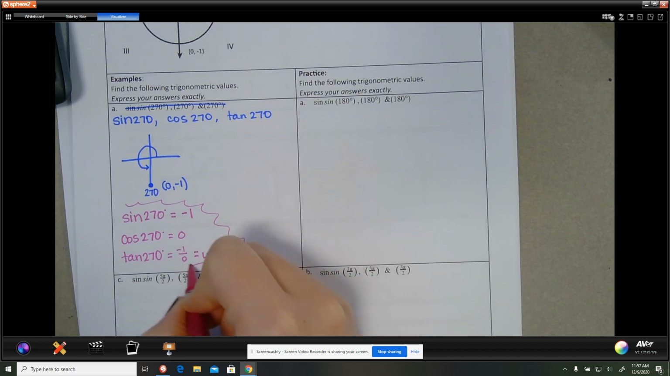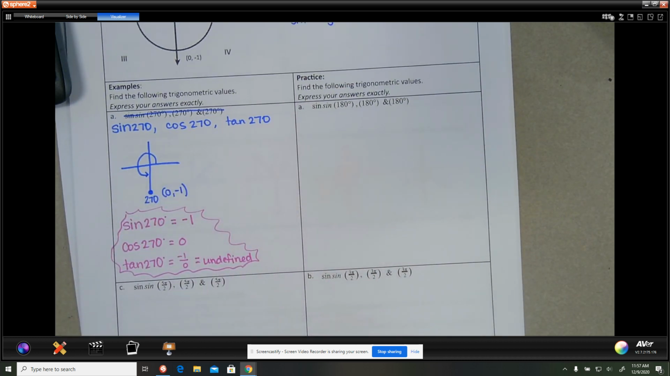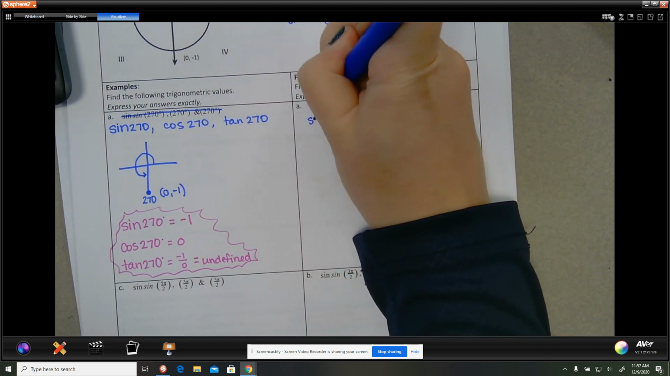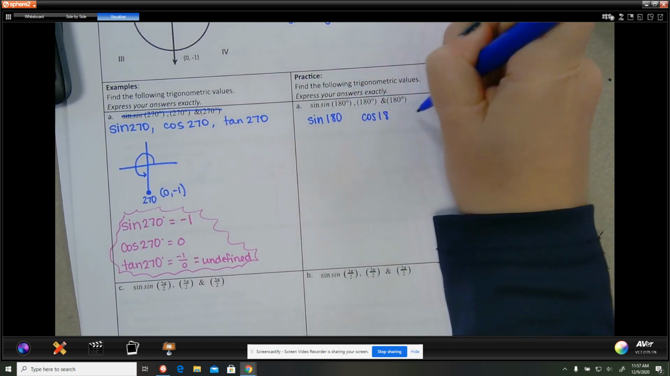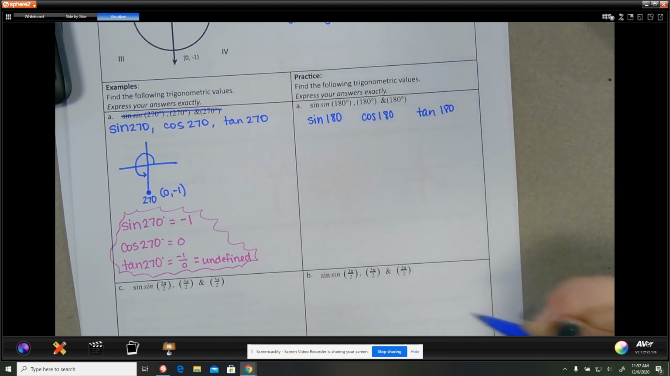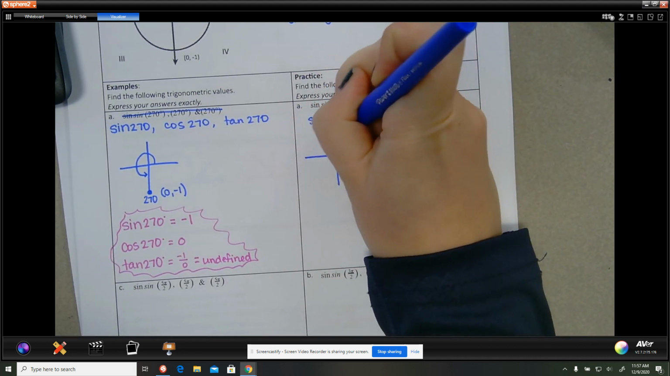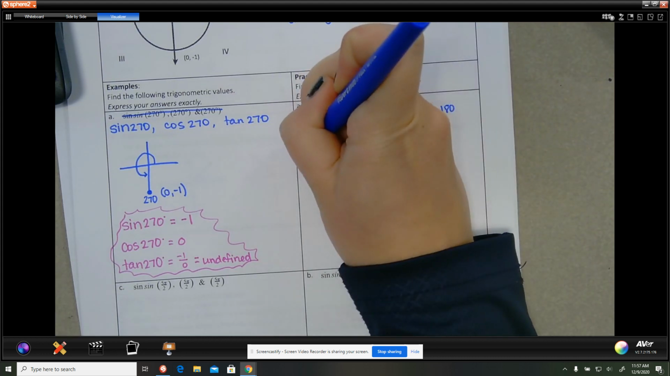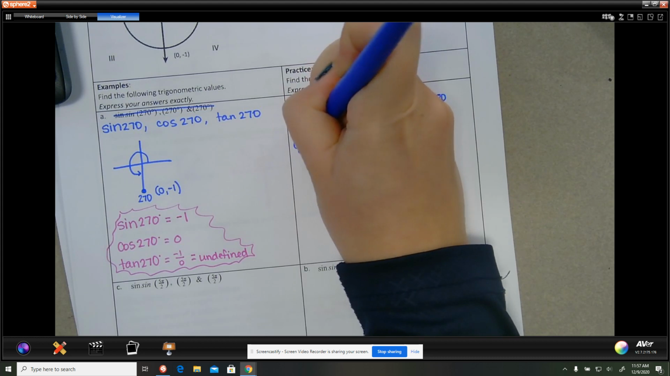We cannot have 0 on the bottom of a fraction. Go ahead and pause the video and try the next one. All right, we are trying to find sine of 180, cosine of 180, and tangent of 180 degrees. So again, if we draw a little picture, that is the angle terminating here on this x-axis, which is the ordered pair -1, 0.